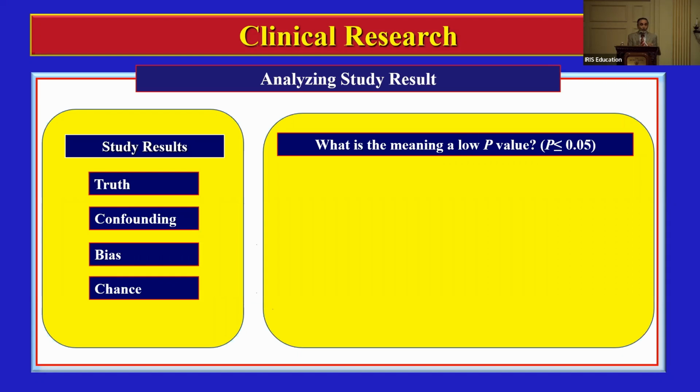We want to discuss this during the day. Then the statistician says, your data, the p-value is equal or less than 0.05. Let's say your p-value is 0.001. We are all happy because it's a very low p-value. And then my study results, again, I want my study result to be the truth. I want my study result to have minimal confounding, minimal bias, minimal chance, and be the truth.